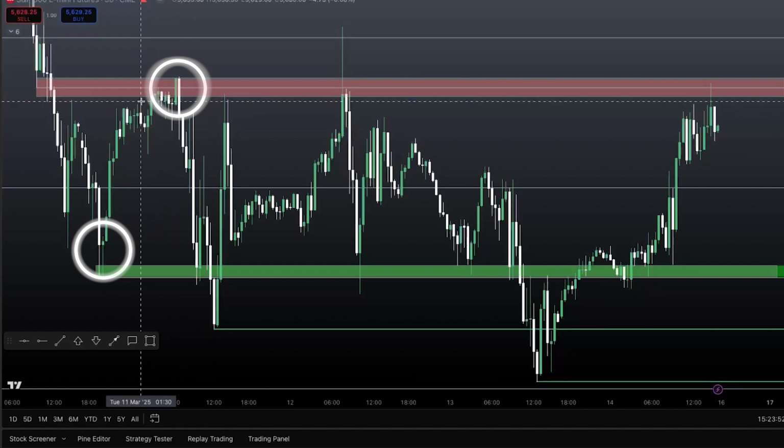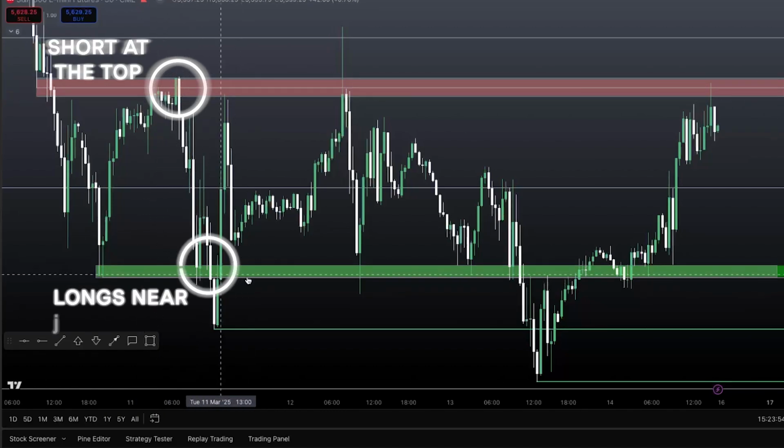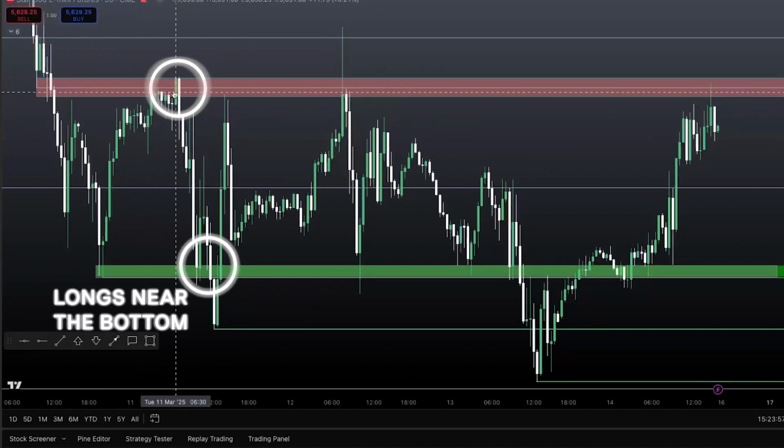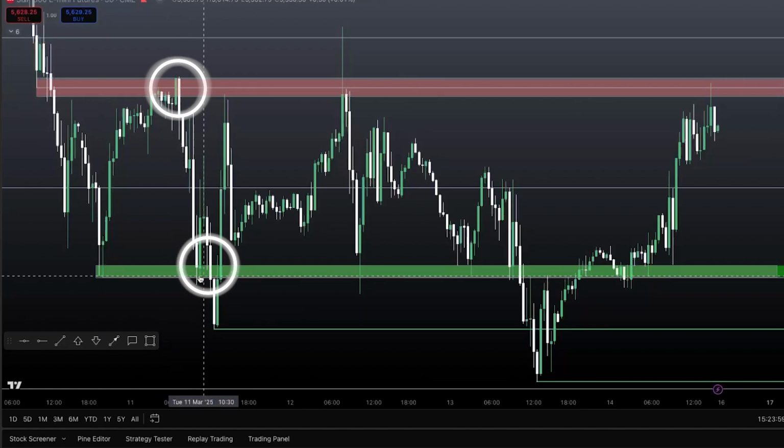You want to be looking for bounces near the range low support and rejections near the range highs, so you can consider shorts at the top, longs near the bottom, but you do not want to be getting long right up in here into supply, and you do not want to be getting short as you're coming into demand here at the bottom.